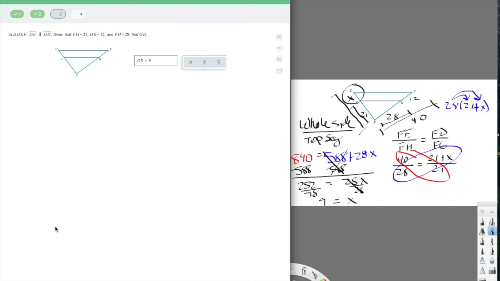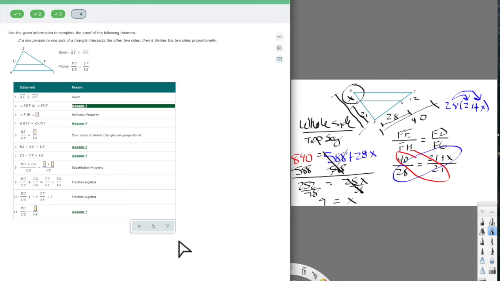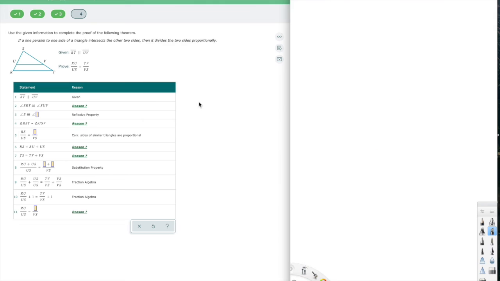All right. So the last one here, we're going to look at a proof. So remember, when we have a two-column proof, we have statements and we have reasons. We have to go through and decide, what are we given and how do I keep moving forward, with my end goal being to prove the statement that they're asking me to prove. So use the given information to complete the proof of the following theorem. If a line parallel to one side of a triangle intersects the other two sides, so we can see that's happening here, then it divides the two sides proportionally. Not cutting them in half or anything, but proportionally, just like we saw.